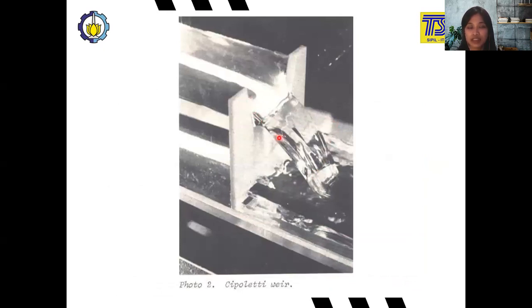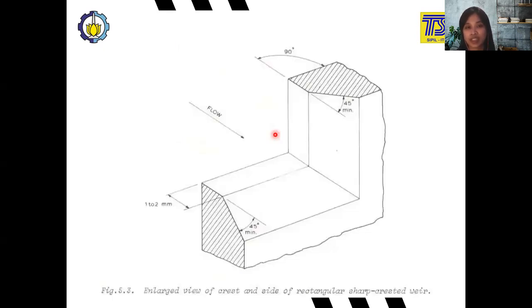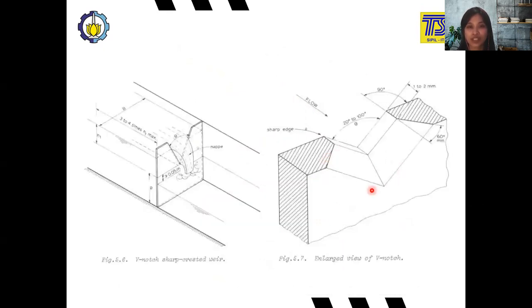This is the Cipolletti weir that you see in the laboratory experiment. And this is the enlarged view of the crest and side of the rectangular sharp-crested weir. So this is the zoomed-in view of the sharp-crested weir, rectangular shape. The other shape that we have is the triangular, or here we can say that it is a V-notch because the shape is similar to a V.